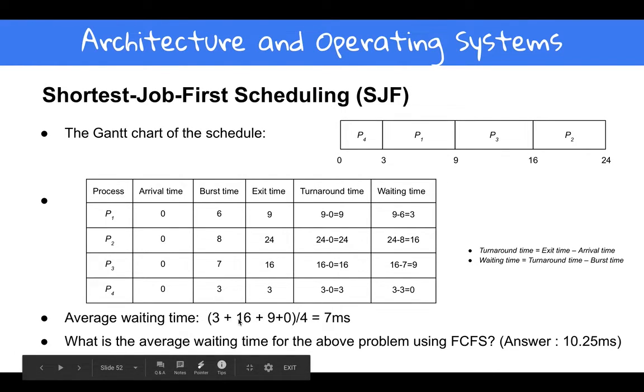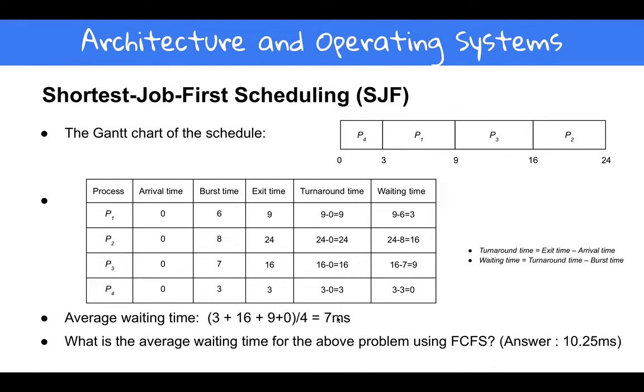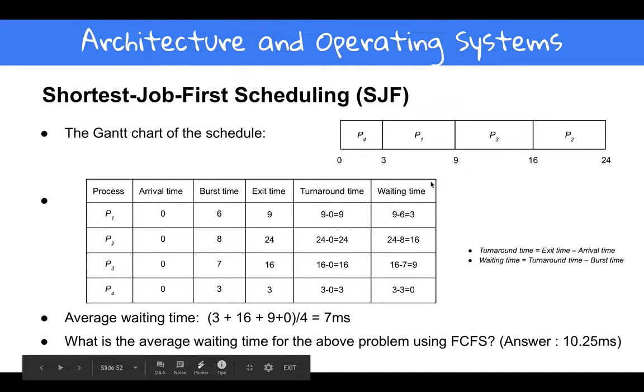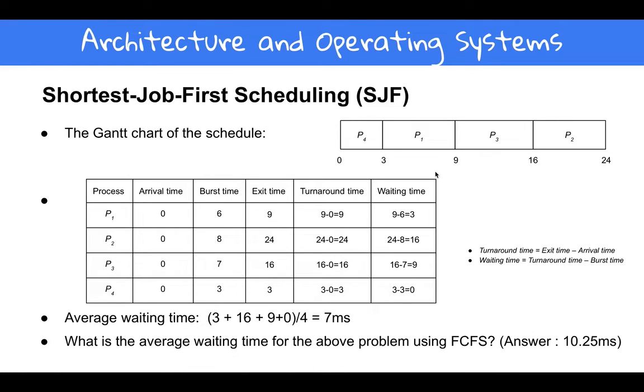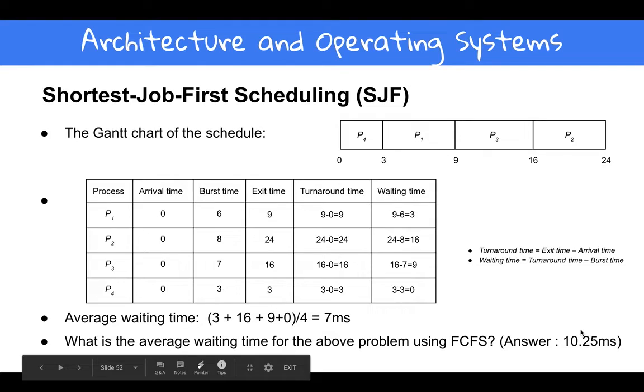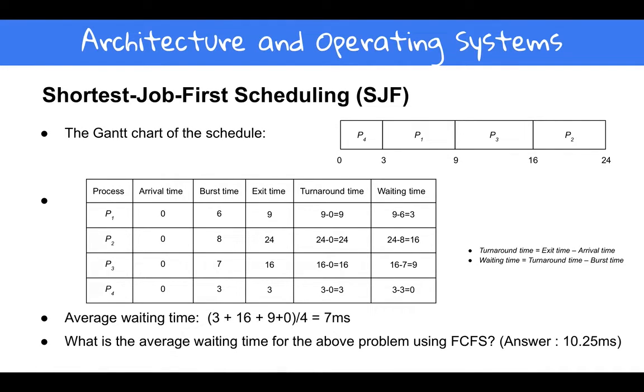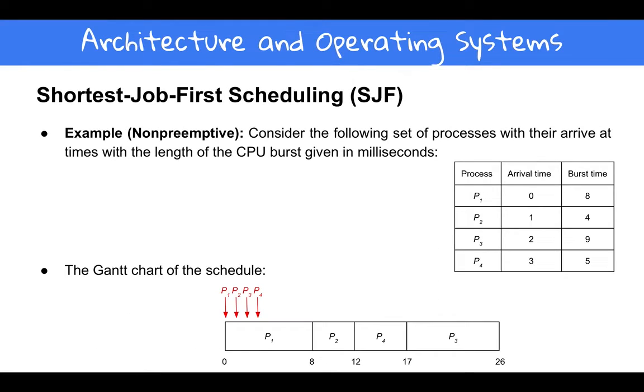So as you see, if you add all of them and find the average of that, it gives you the average waiting time. What I want you to do is solve this problem using the first come first serve algorithm, and see what you get. The answer is 10.24. As I said, shortest job first gives you the minimum waiting time.